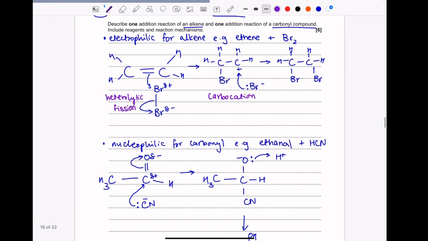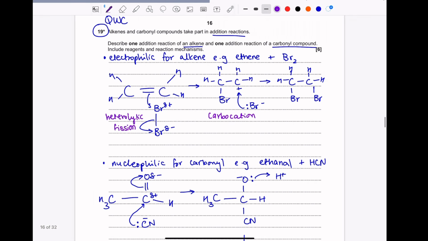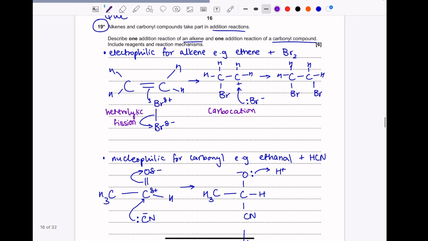Now, of course, you could have also used an asymmetrical alkene for the first half and shown the major and minor product and the different carbocation stability, because that would help with the quality of written communication, but that's by no means required. If you do want to show off your knowledge, go for it. But again, you have to think about your timing. This itself should be sufficient to gain the 6 marks, as it meets the criteria for that.